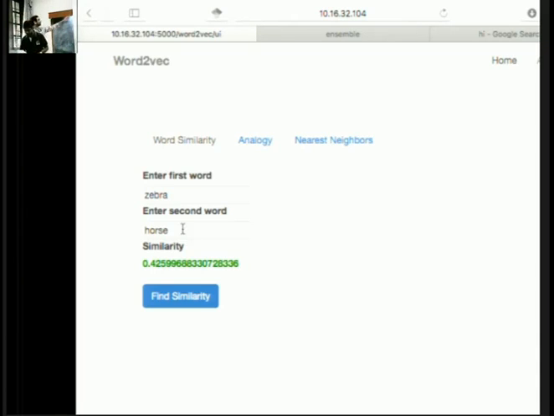That is to say, we have the vector representation of zebra and the vector representation of horse, each a vector of numbers, and this is the similarity between those two. If you change it to some other word, say school, this value is quite low. They're almost not correlated at all.